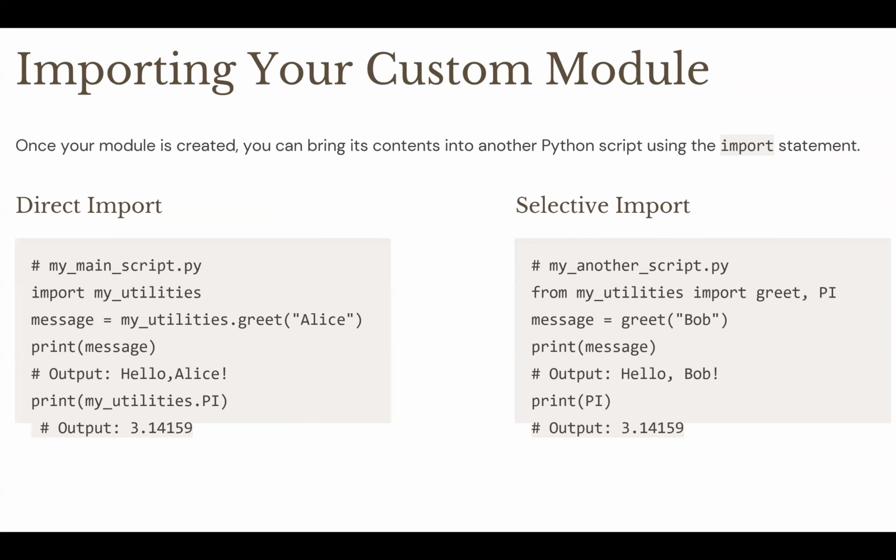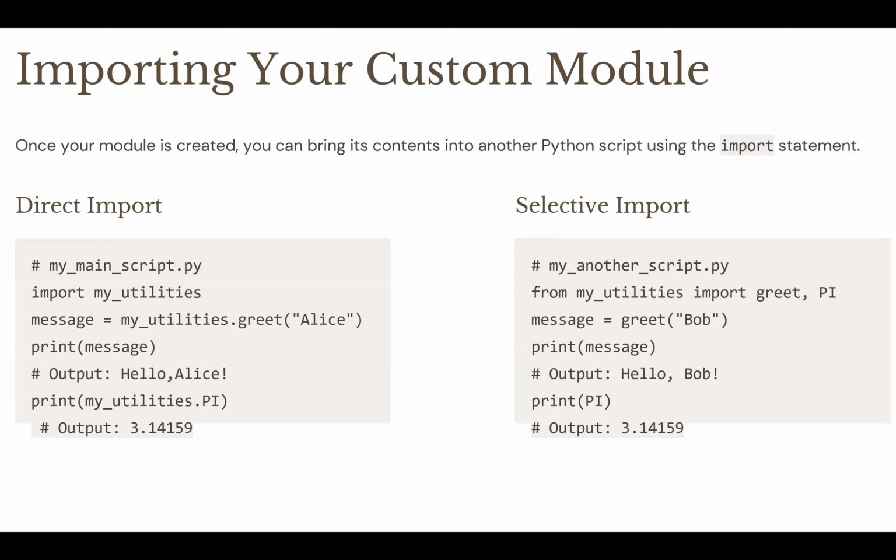Okay, next, how to import a custom module. In the previous slides we discussed how to create it. Now once we have created it, how to use it? That is by using the import statement or import keyword. Here we have two options: one is direct import and another is selective import.